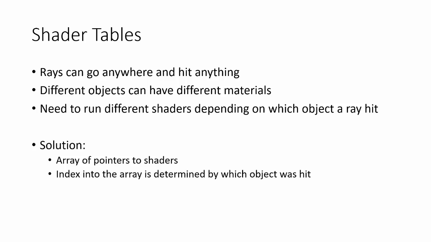So the basic idea is that we set up an array of pointers to shaders, which is called a shader table. And then every time we need to run a shader as part of the ray tracing pass, we index into that array, determine based on which object was hit, pick the shader that corresponds to that object, and go execute it. It's effectively an array of function pointers on the GPU.